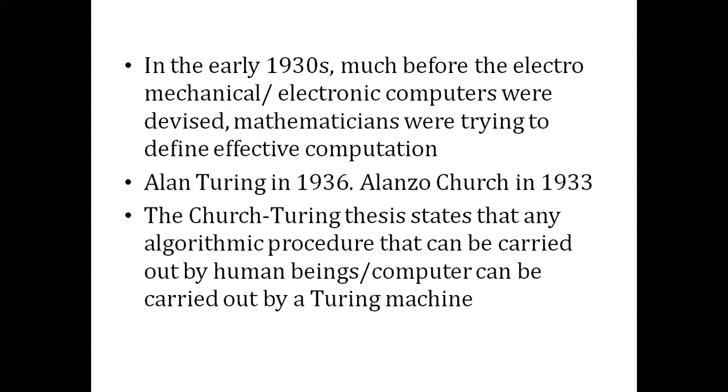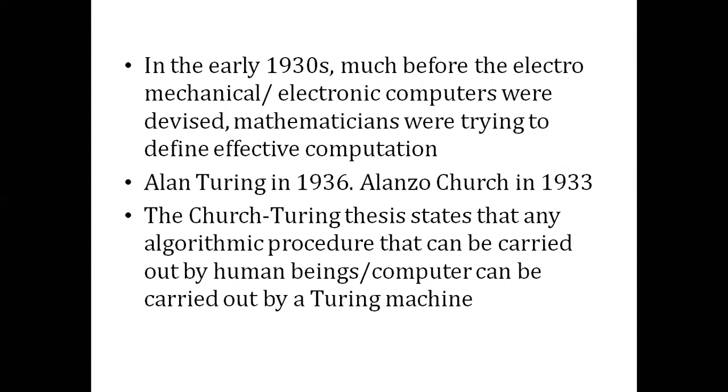Now, in the early 30s, the scientists Alan Turing and Alonzo Church were trying to find out what are the problems that computers could actually solve. So they came up with the Church-Turing thesis, which states that any procedure or any algorithm or any problem which can be modeled with the help of a Turing machine is something which can be solved by a computer also. The statement is also vice versa, which says that any algorithmic procedure that can be carried out by human beings or computer can be carried out by a Turing machine.